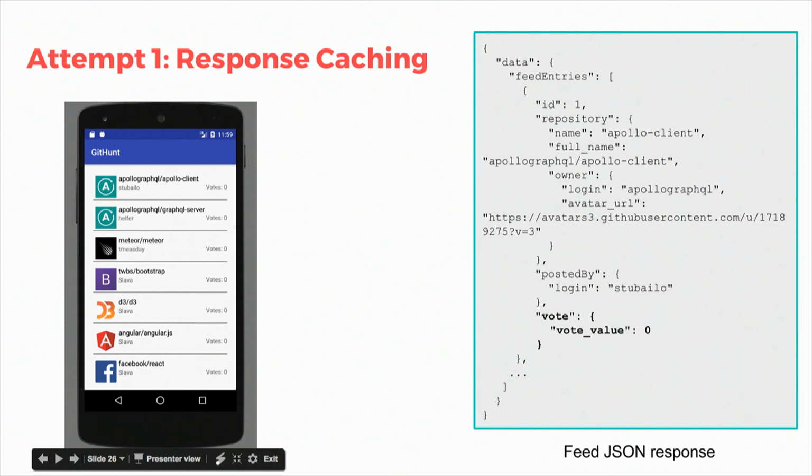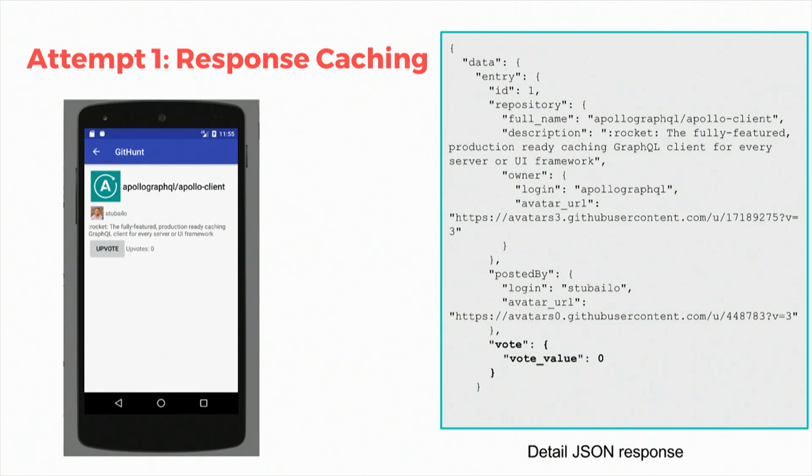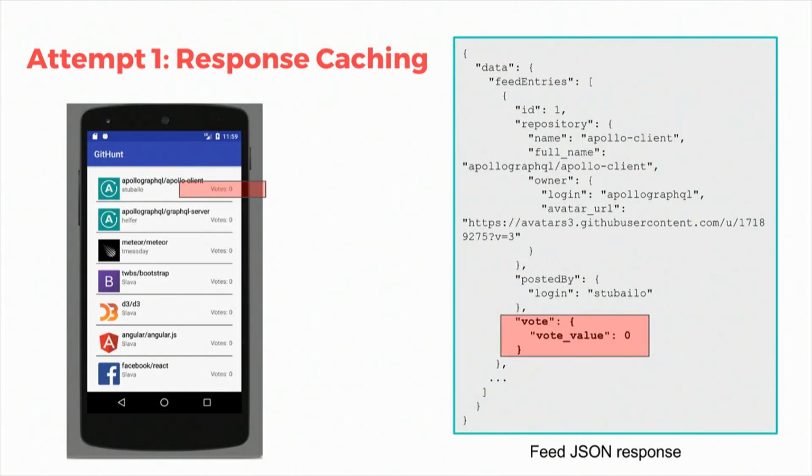To really nail home why this is happening, you can see this is the JSON response on the first page. It has this vote value. I go to the next page and I upvote, but I come back to the first page. It's the old cached JSON response with 0.